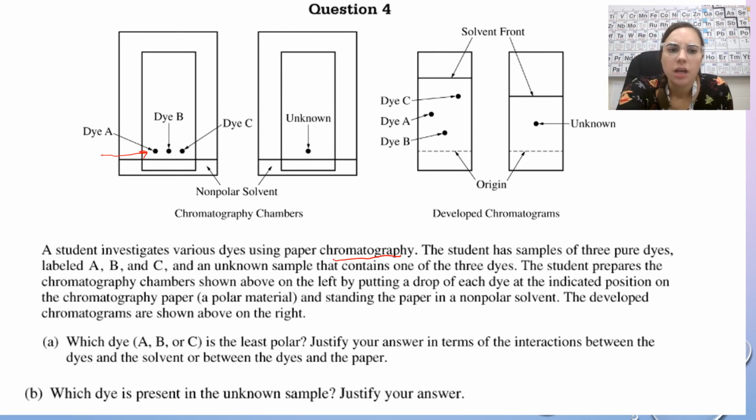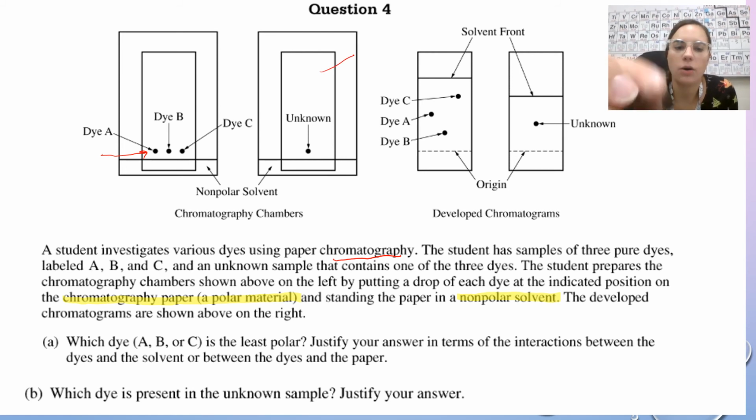So then, this is the other part that's really important. The chromatography paper is polar, and then the solvent or the mobile phase is non-polar. And so then it shows us the results of what happened. So that's important for us to note that the paper itself is a polar material, while the solvent or the mobile phase is non-polar.